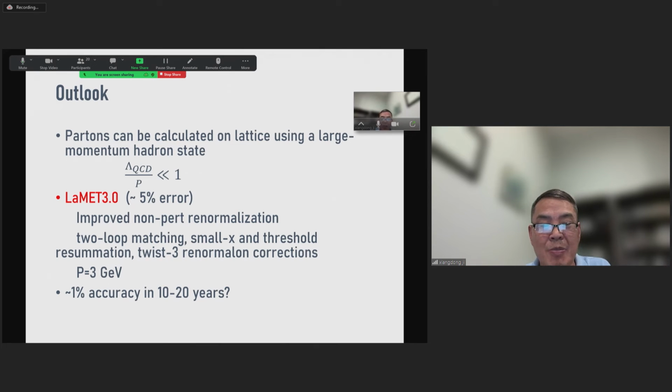There's no obstacle, other than probably the computational resources, that prevents us from reaching higher precision in the future because, as I said, QCD is a fundamental theory, and it will be with us 100 years from now and 200 years from now. So I think we can always try to do a better job in the future. Okay, thank you very much.